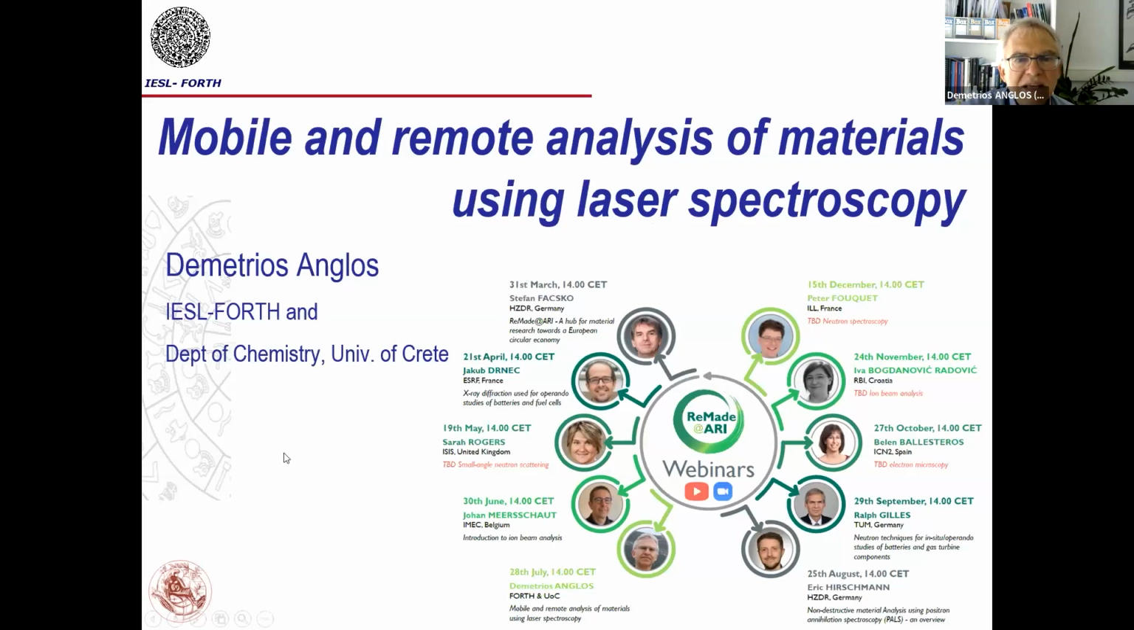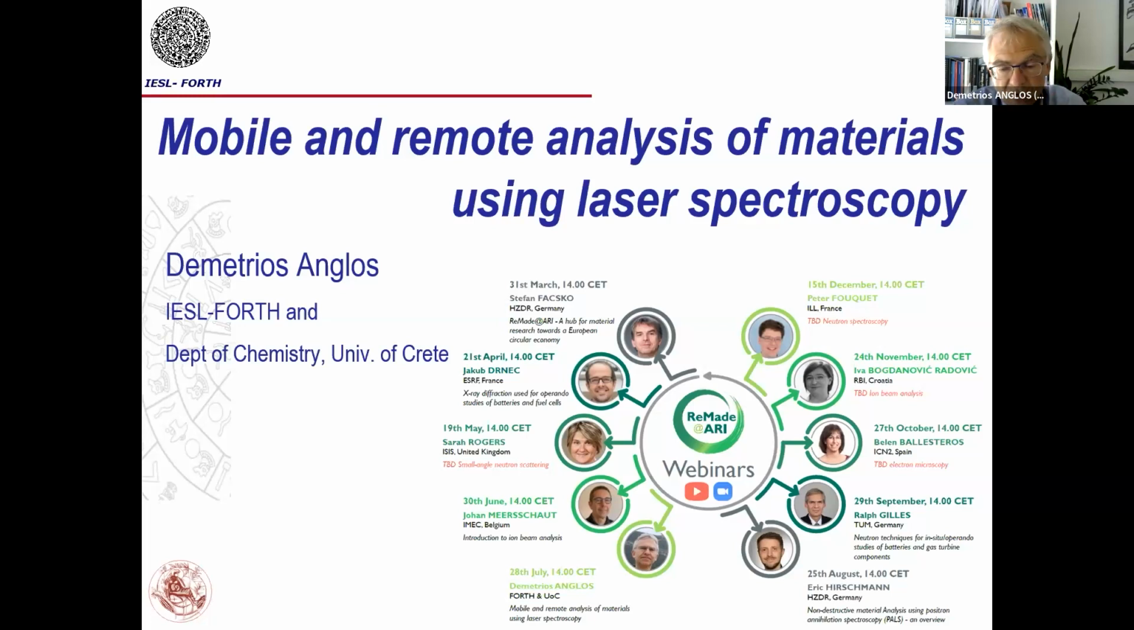Today, we will be talking a little bit on mobile and remote analysis of materials by use of lasers, in particular tools which we call laser spectroscopy. And we are all more or less familiar with various types of spectroscopy. We can, in fact, describe the type of interaction of photons and laser beams with atoms, molecules, materials.